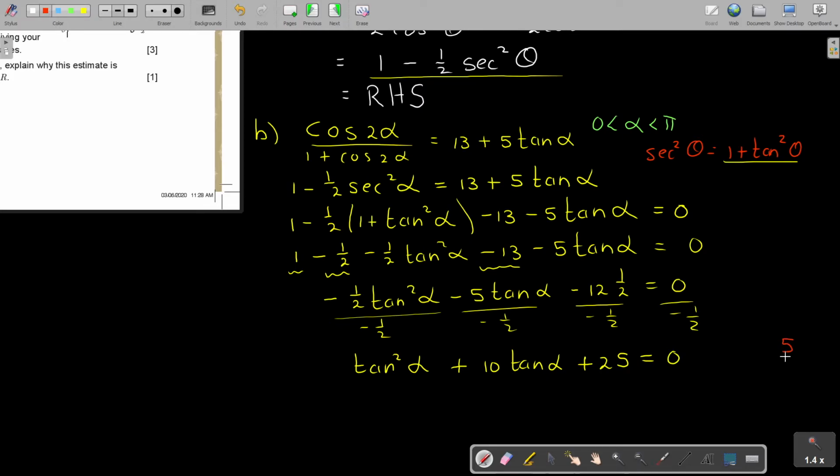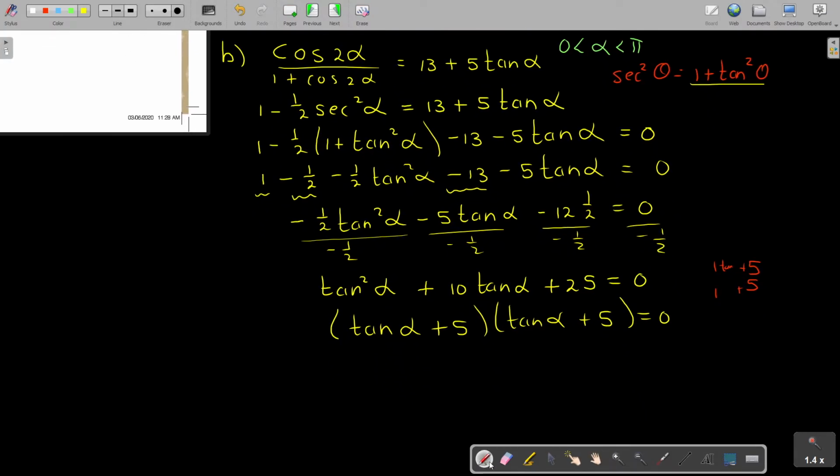So it's in group A, and it's 5 and 5 and 1, and 5 plus 5 is 10, and it's tan alpha, and the signs are the same. So I'm ending up with tan alpha plus 5, tan alpha plus 5 equals 0. Because it's the same, I just work with the one: tan alpha is equal to negative 5. Now I have to bring this in.